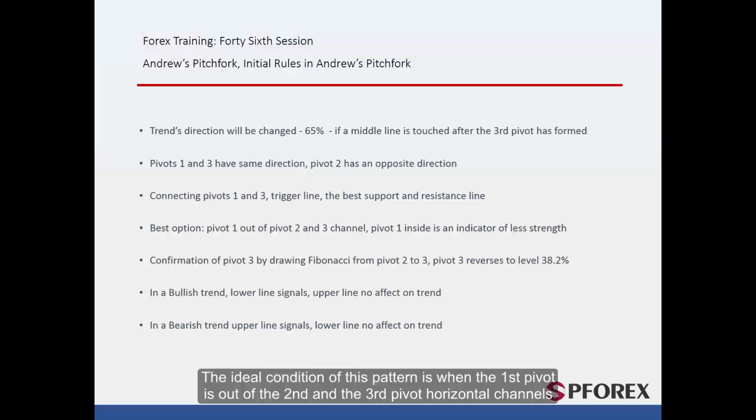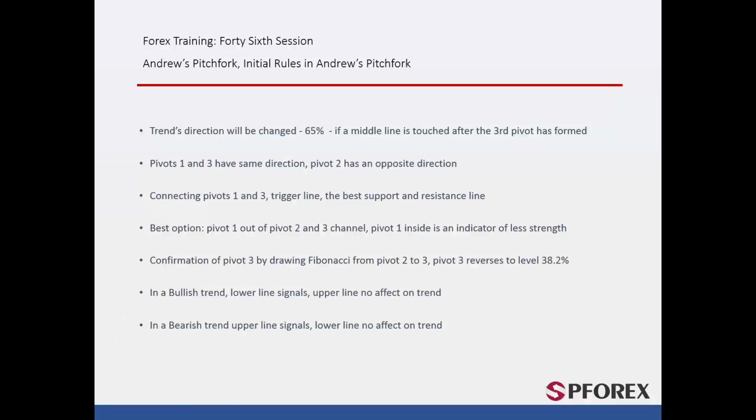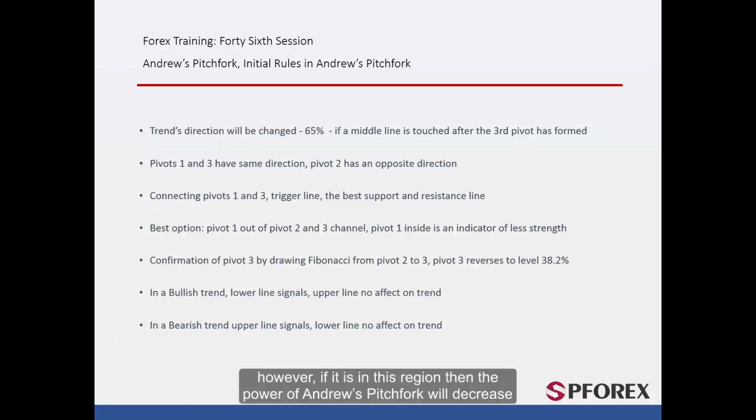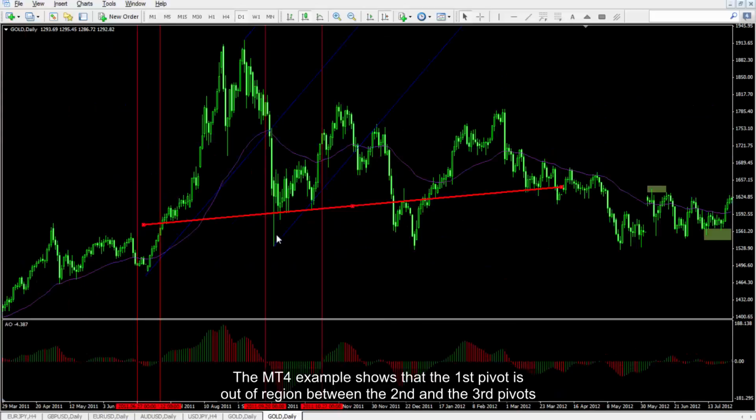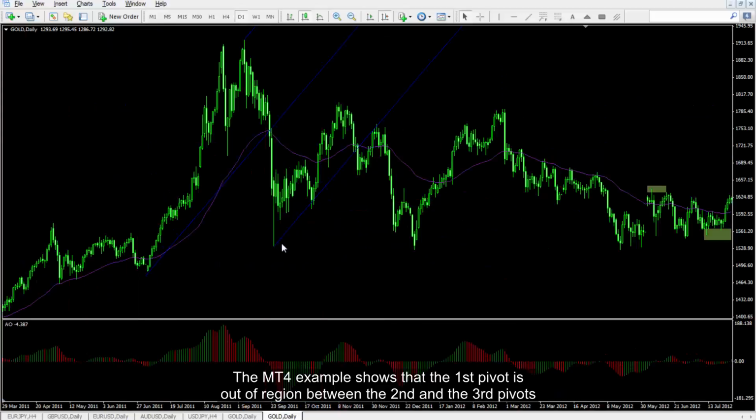The ideal condition of this pattern is when the first pivot is out of the second and third pivot horizontal channel. However, if it is in this region, then the power of Andrew's Pitchfork will decrease. The MetaTrader 4 example shows that the first pivot is out of the region between the second and third pivots.